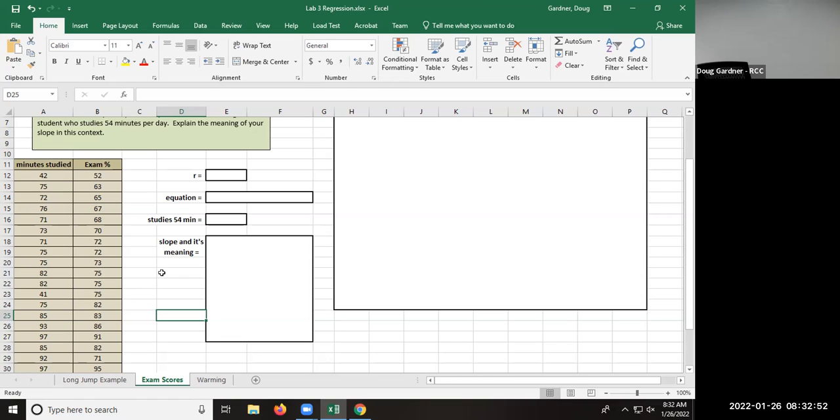So go down to the box. Anytime you want to use it.